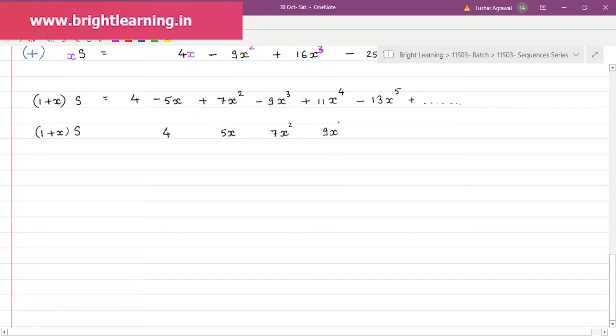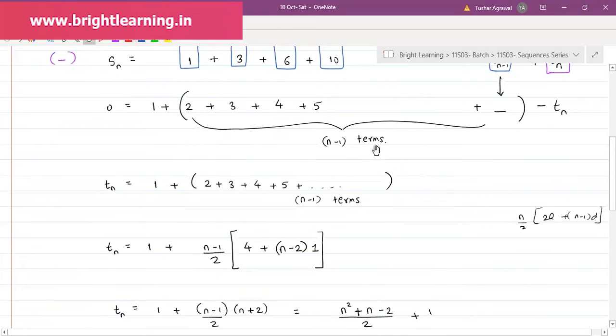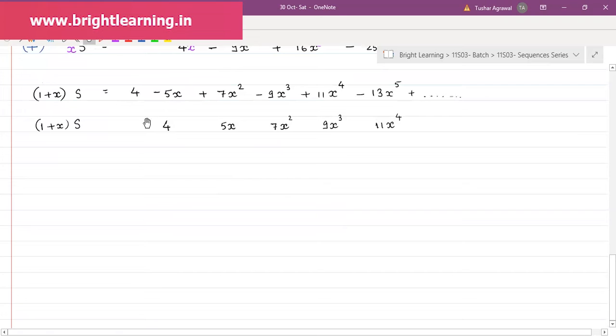Difference-wise we can see 11x to the power 4 and so on. The numerical differences are 1, then 2, 2, 2, 2, 2, like in the first question that we did. There it was an AP, so here also a difference of 1 will come, and then 2, 2, 2, 2. But here it is 4, here it is 5x and 7x square, 9x cube and 7x square. So instead of writing this sequence as it is, I will multiply it by x.